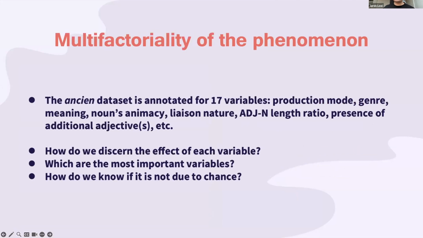Now, so far, I have only shown you two variables, production mode and meaning. However, adjective placement is a multifactorial linguistic phenomenon. The dataset has been annotated for 17 variables of different linguistic levels.